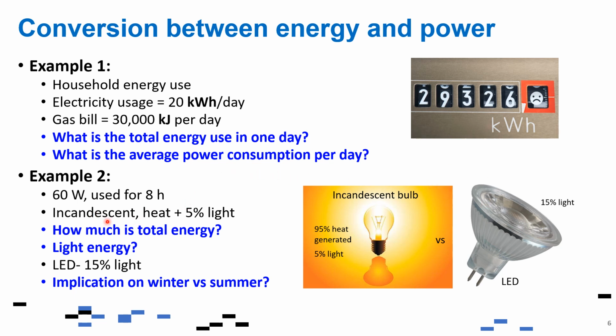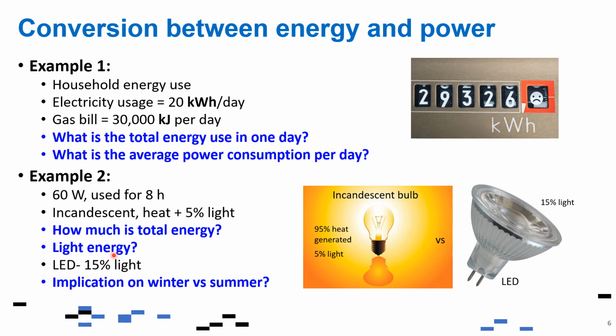So the incandescent type of bulb is actually, the majority is heat. 95% is heat generated, and only 5% is light. So there's a bit of conversion now in terms of the electrical energy towards heat energy and light energy. The question is, how much is the total energy if these are your given only? And how much is the light energy, how much is the heat energy.